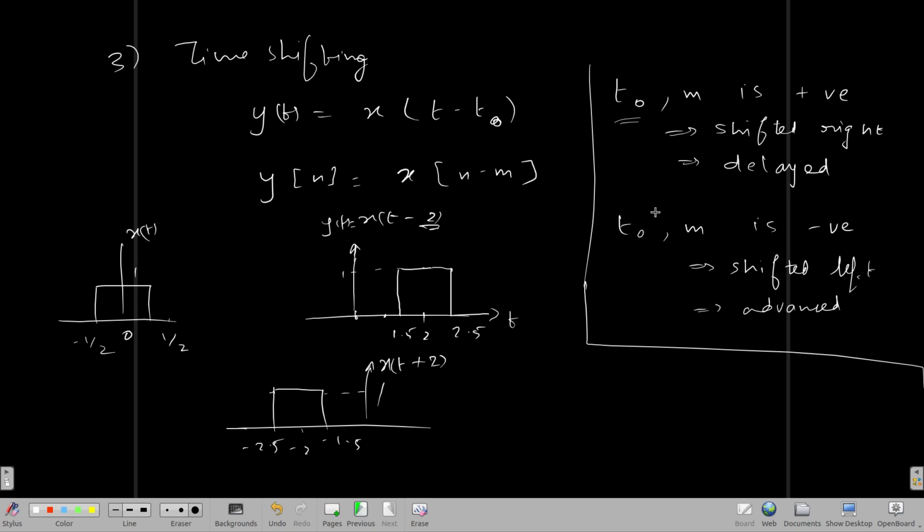Similarly, if t0 is negative, that means it will be x of t minus some negative, that is ultimately t plus something should come. Then it is being shifted to the left. I am saying the signal is advanced because it is starting early. It should have started at minus 1 by 2. Now it is starting at minus 2.5. The same concept is therefore applicable to our discrete signals also.